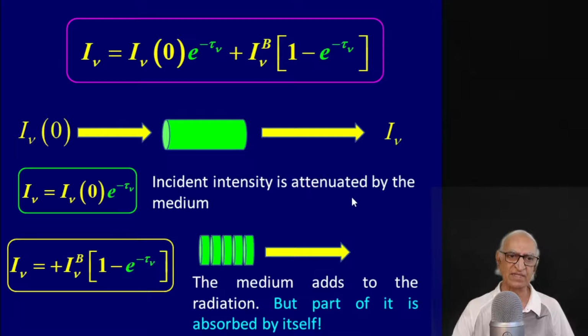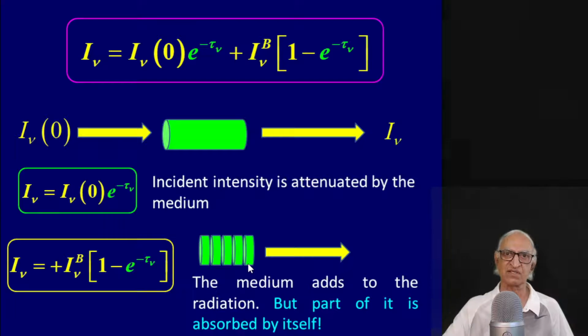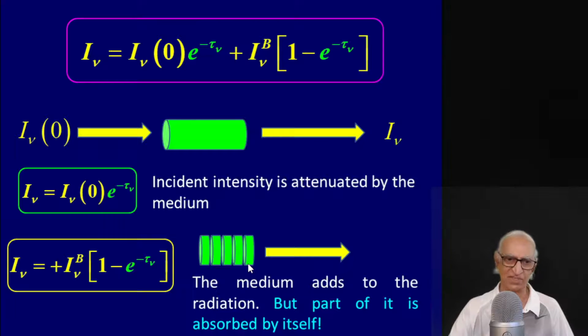Why is there e to the power minus tau nu? Please remember, in every case I am absorbing the same fraction alpha. So I have a geometric series, alpha, alpha squared, alpha cube, alpha to the power 4 and so on. When I sum it, I get an exponential function.